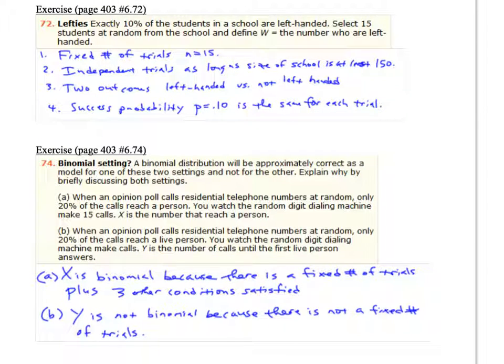Okay, I've turned to page 20. Next example. Exactly 10% of students in a school are left-handed. Select 15 students at random from the school and let W equal the number who are left-handed. Well, now I've written out in order the 4 conditions. First, clearly a fixed number of trials. Independent as long as the size of the school is at least 150. Remember, we have this 10% condition, so that seems reasonable.